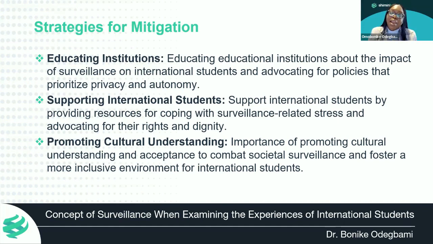Then a final idea that I'm thinking we can strategize for mitigation is to promote cultural understanding. Okay, by promoting cultural understanding and acceptance, we'll combat societal surveillance and create a more inclusive environment for international students. That can be achieved through a variety of initiatives, like cultural exchange events, host events that celebrate different cultures, and allow students to share their heritage and traditions, right?